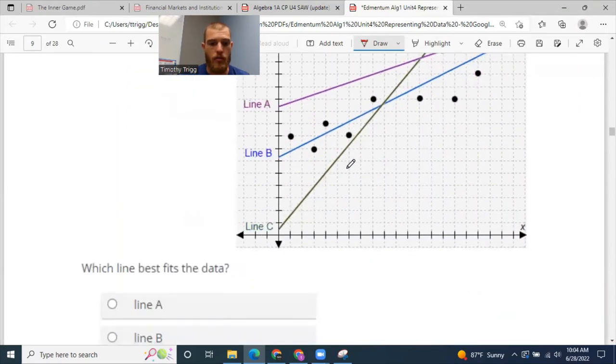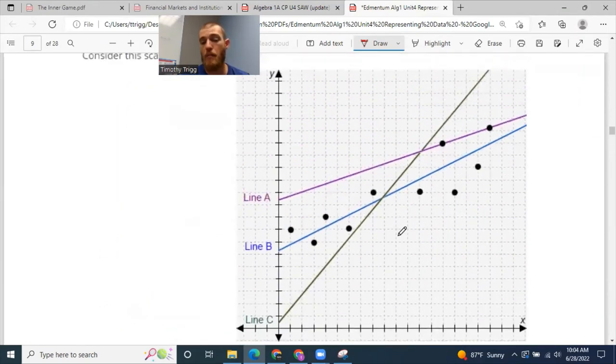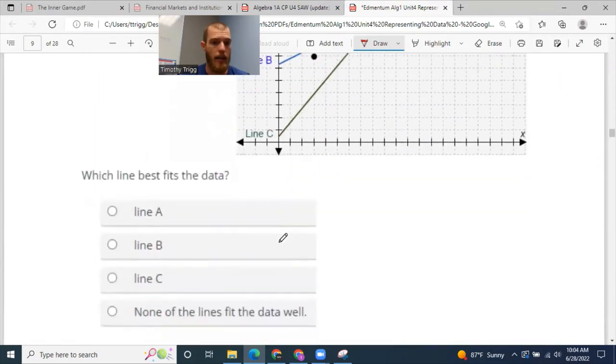Okay. Let's see, which of these lines would be the line of best fit? I hope you know this one already, but line B in this case is the best line. So line B.